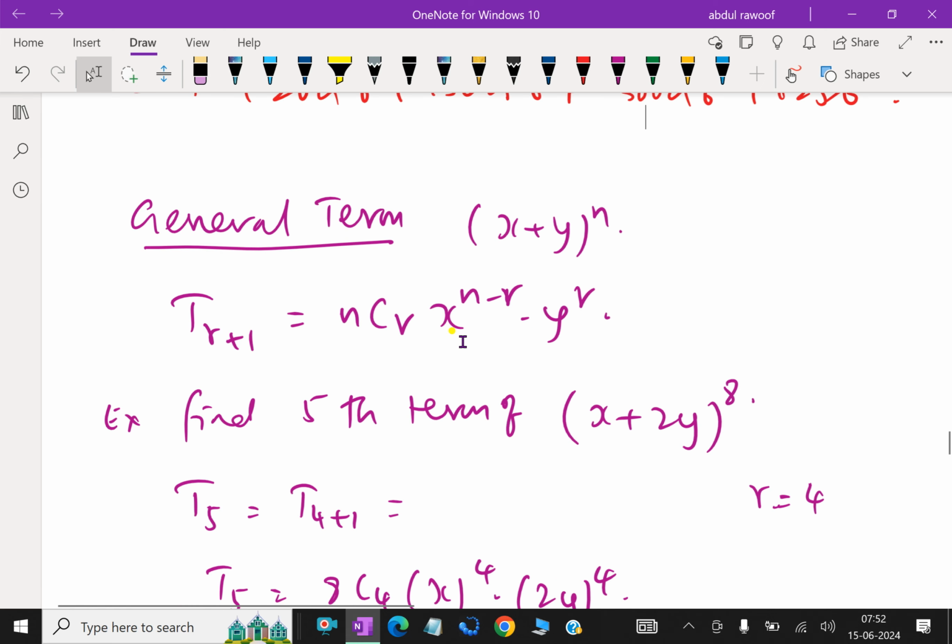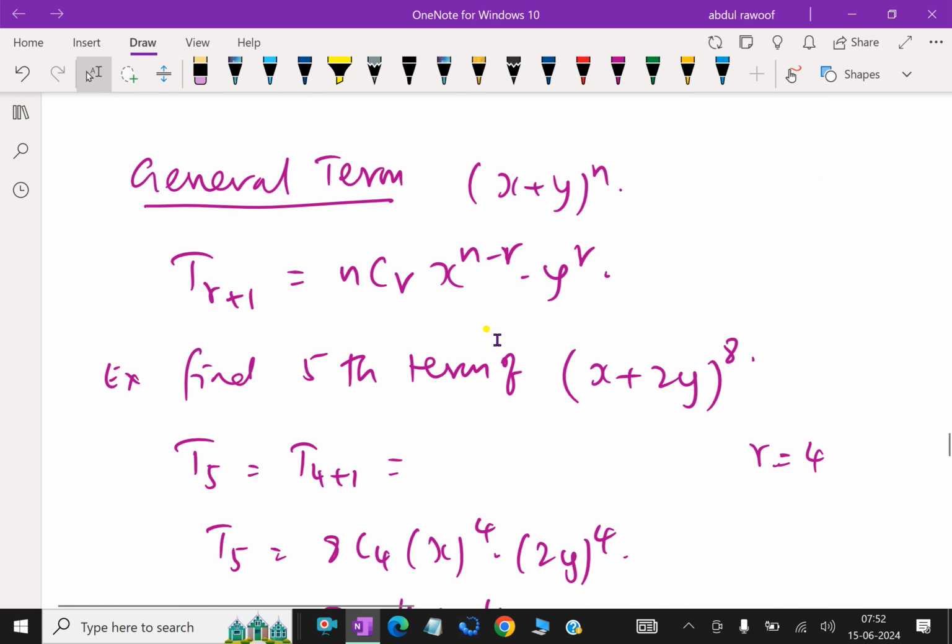Next we'll discuss what the general term of the expansion (x plus y) power n is. The general term is represented as T r plus 1. The term T r plus 1 is nCr into x power n minus r into y power r. This is the general expression of a term of this expansion.